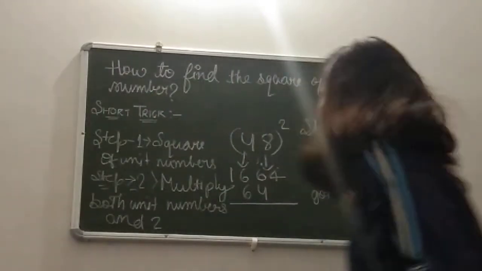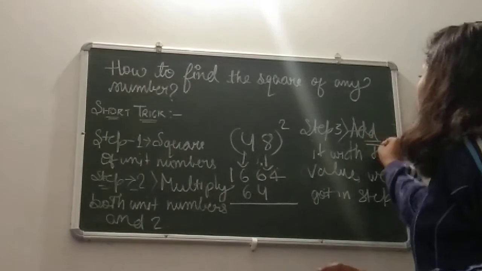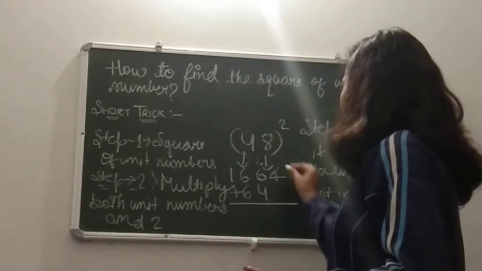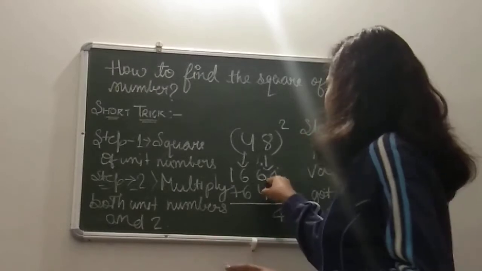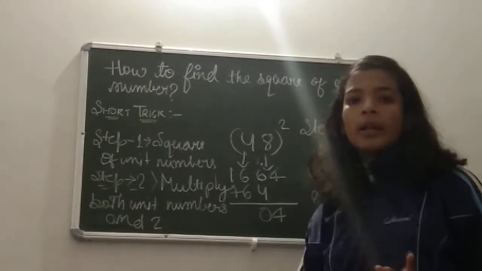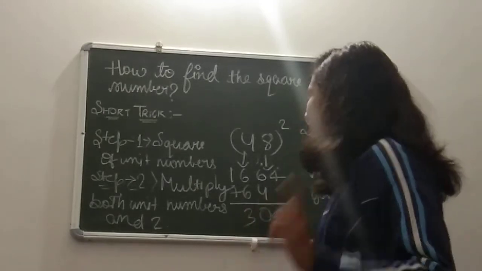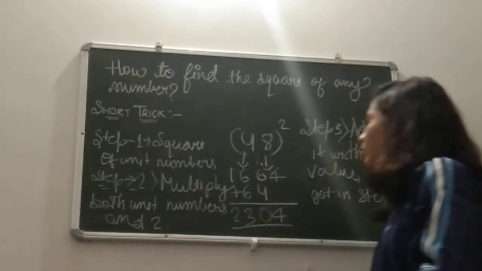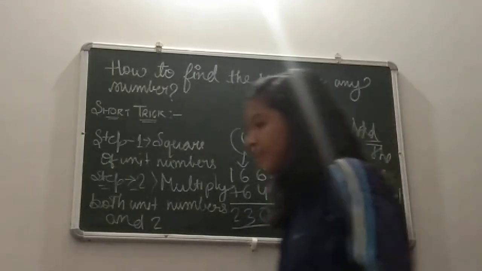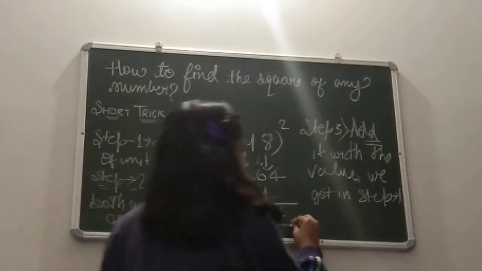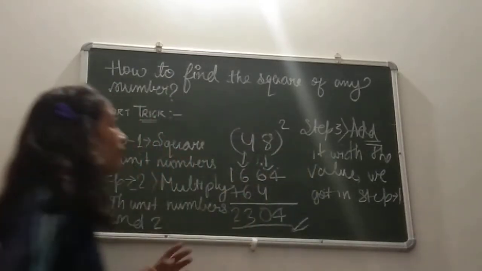Now we have to add it as written here in step number 3. So I am adding it. 6 plus 4 is 10, so 0, 1 carry. 6 plus 6 is 12, 3, 1 carry, and 1, 1, 2. So the value comes 2304. So this is our square of 48.